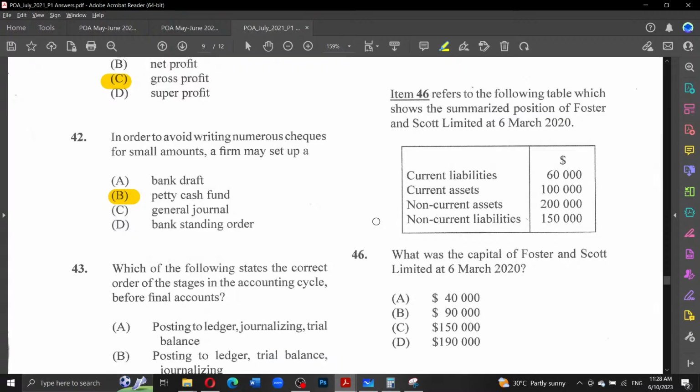Of Foster and Scott Limited. So they're asking to find the capital. So you find the asset, total assets minus total liabilities. We have assets here and liabilities here: 300,000 minus 210,000, and that is going to be 90,000.